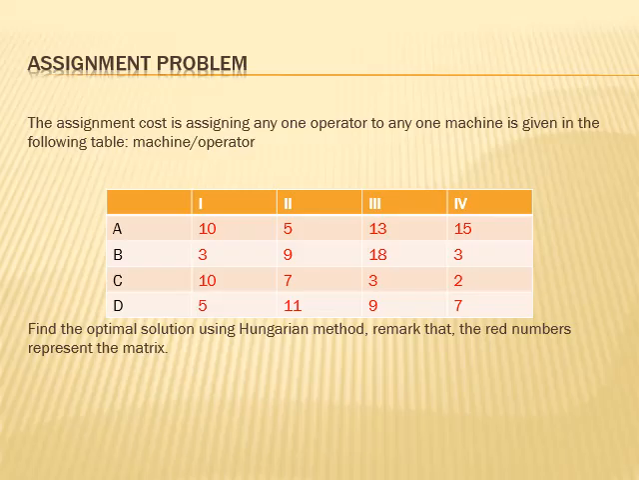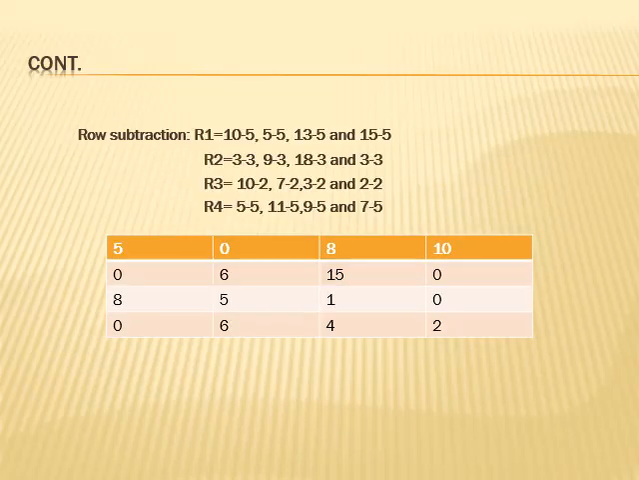The expected number of lines is 4. 4 equals the number of columns, 4 equals the number of rows, 4. Okay.